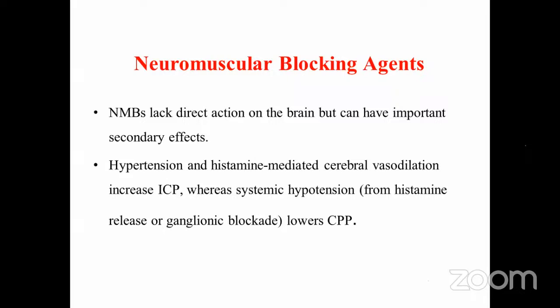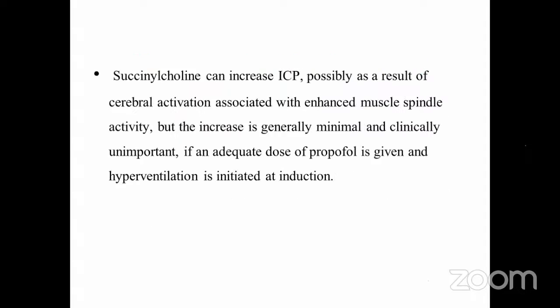Neuromuscular blocking agents have no direct action on the brain but have important secondary effects. Hypertension and histamine-mediated cerebral vasodilatation, like morphine, increase cerebral blood flow, thereby increasing intracranial pressure, whereas systemic hypotension from histamine release or ganglionic blockade lowers cerebral perfusion pressure. Succinylcholine can increase intracranial pressure as a result of cerebral activation associated with enhanced muscle spindle activity, but the increase is generally minimal and clinically unimportant. An adequate dose of propofol is given and hyperventilation initiated at induction.